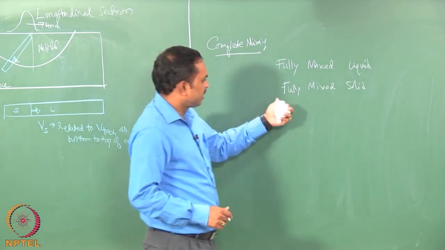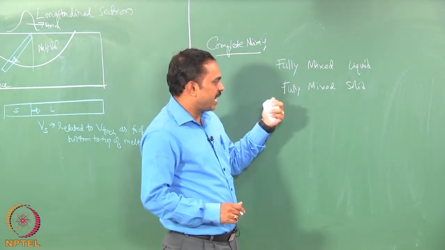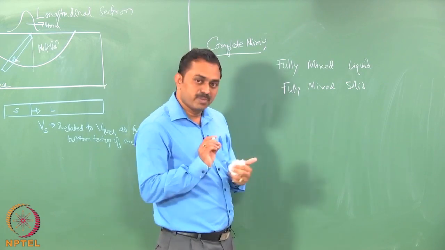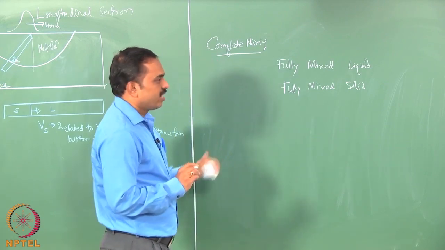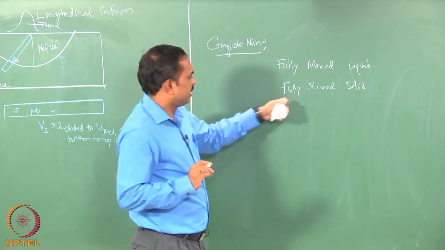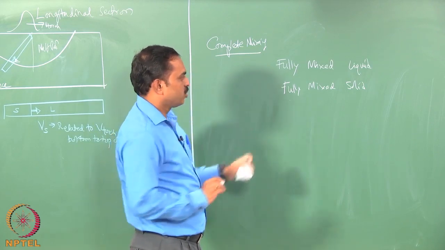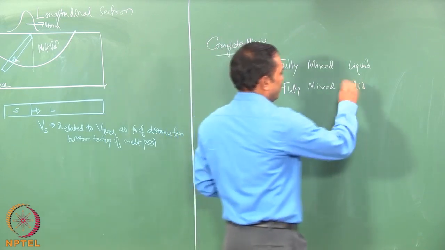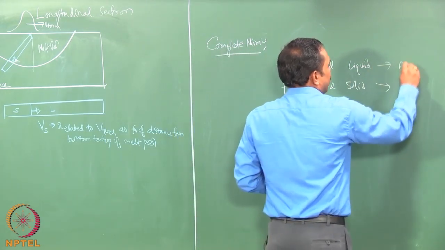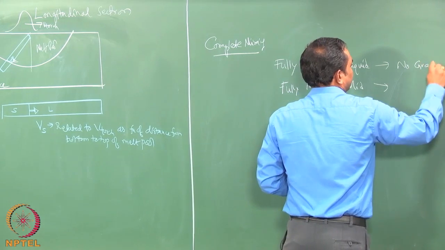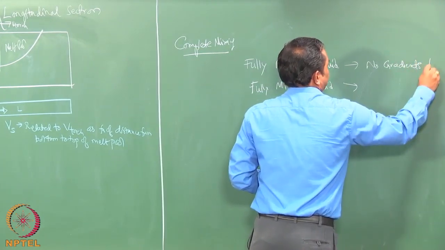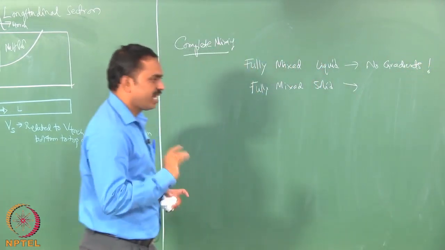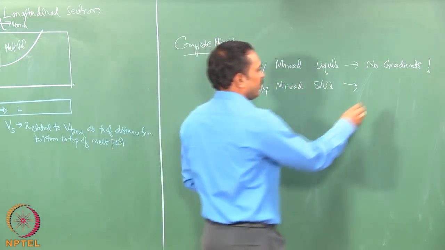However, we can actually take this assumption and proceed to do an analysis, because it is applicable for small dimensions. So, whenever the length scales are very small, this can be taken as applicable. So, we will look at those assumptions. What we mean by fully mixed liquid and fully mixed solid is as follows. There are no gradients. Okay, the solute concentration does not have any gradients if it is fully mixed.